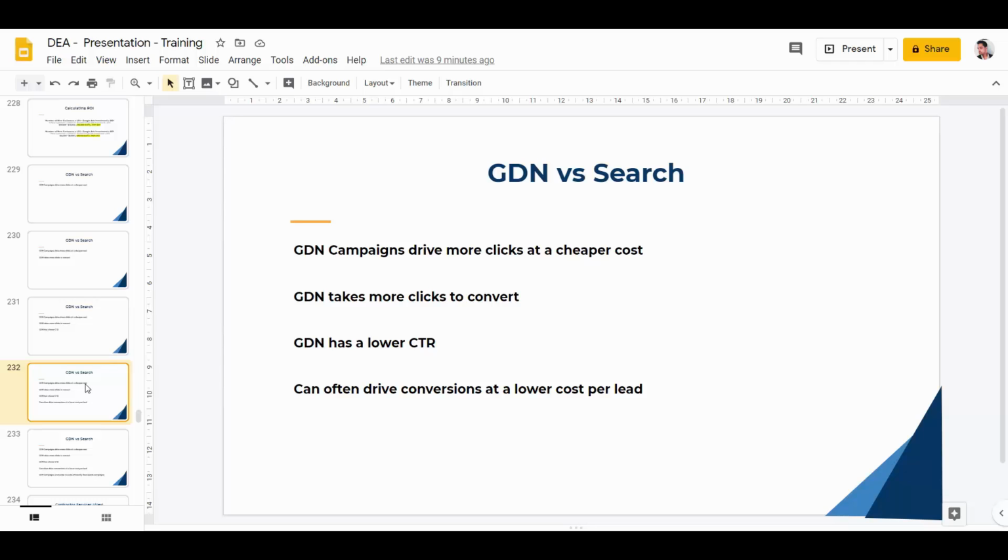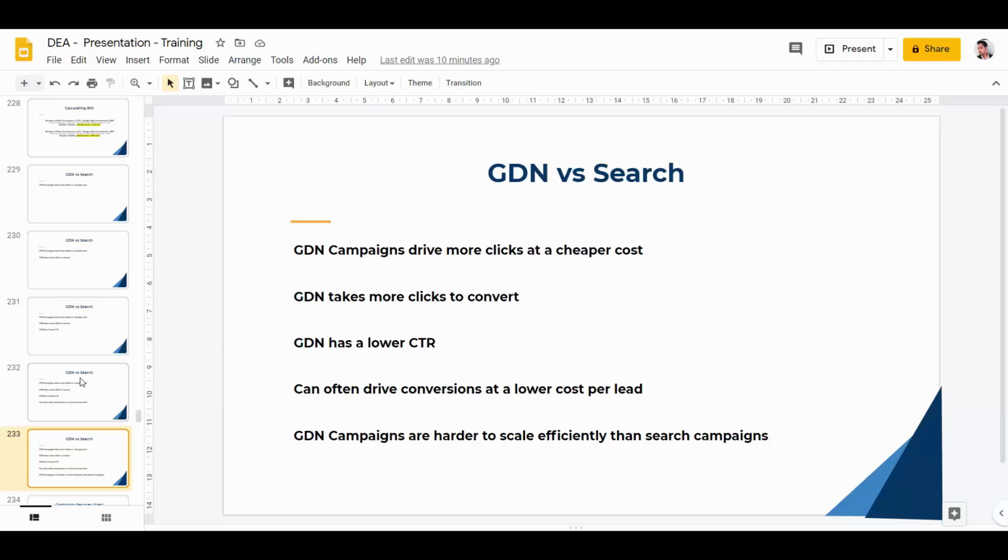And GDN can also drive more conversions at a lower cost per lead, right? So sometimes search will do better and sometimes GDN can do better from a cost per lead perspective. So it really varies. That's why you have to run both and see what's working for you.